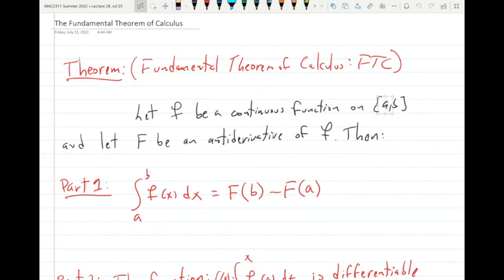Big F prime is equal to... Exactly. This is a function whose derivative is little f. Right? That's what that means. Okay, so suppose that you have a continuous function and that you know an antiderivative of this function.